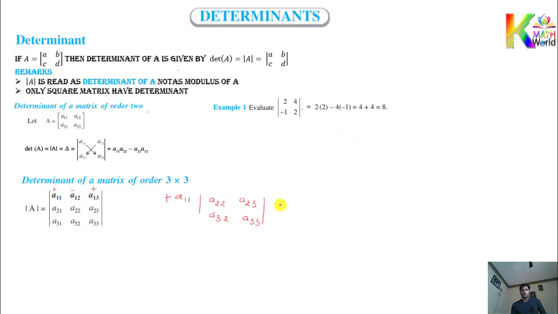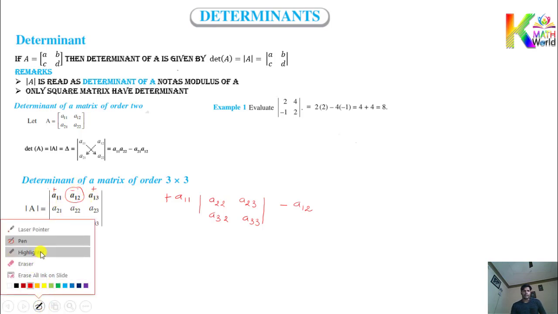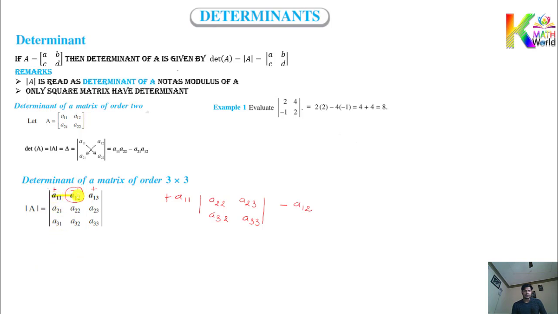Then the second thing was minus. So minus, then A12, this element A12. Now forget this one, focus on this one. A12: 1 means first row and 2 means column. The first number indicates the row and the second number indicates the column. So eliminate first row, second column. I am going to show it with a highlighter. So eliminate this first row and second column. Whatever elements are left, put them into a 2 by 2 determinant.